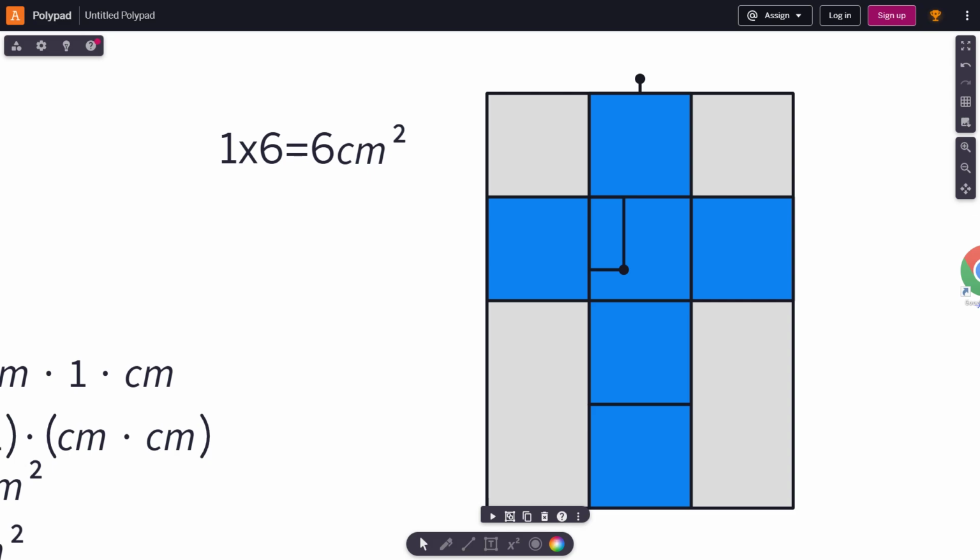Alright. We unfolded them, then we fold back into a cube. This is a pretty nice cube. The lighting is pretty cool. So we can see that the surface area is 6 centimeters squared.